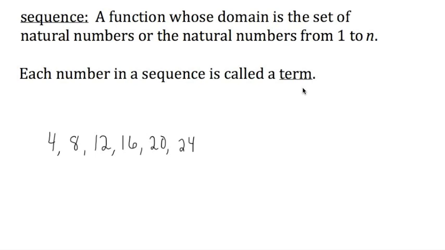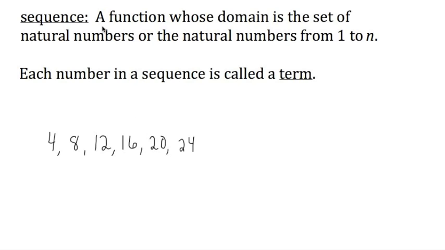Now it's important to differentiate this word, term, from the other word, term, which are things being added. Terms can be things being added, but in the case of sequences, a term is also known as any number in a sequence. Now this is a fairly complicated definition, for what we're simply talking about is a set of numbers that go in some sort of progression. Now I've written here already one sequence. It's simply a set of numbers, 4, 8, 12, 16, 20, 24, that follow some sort of progression.